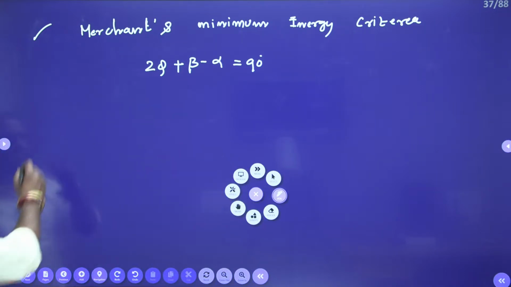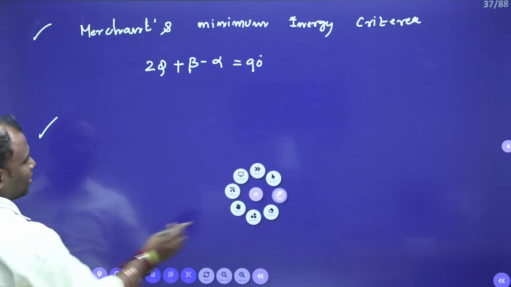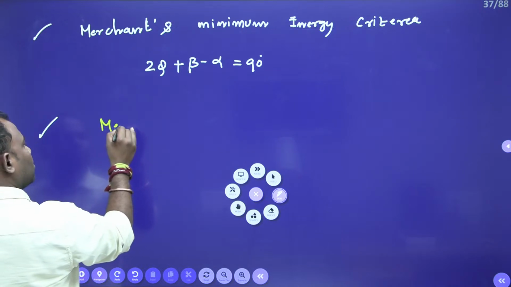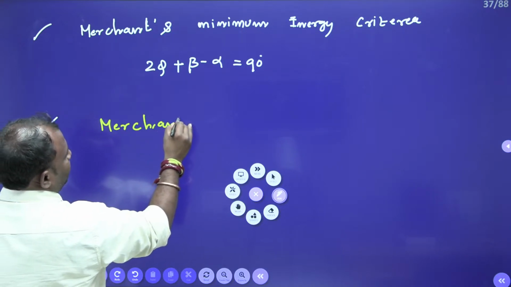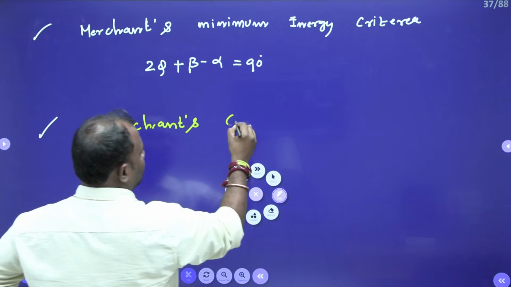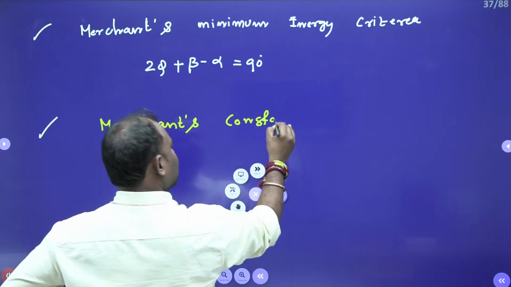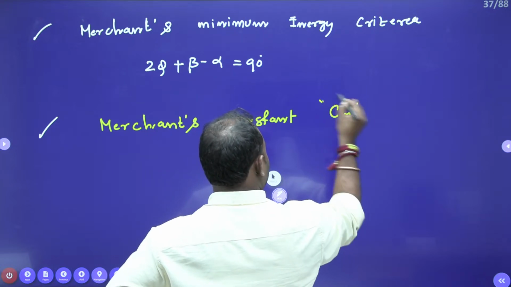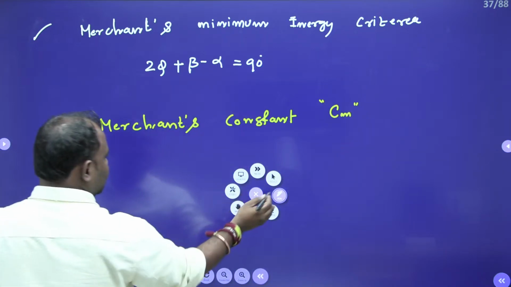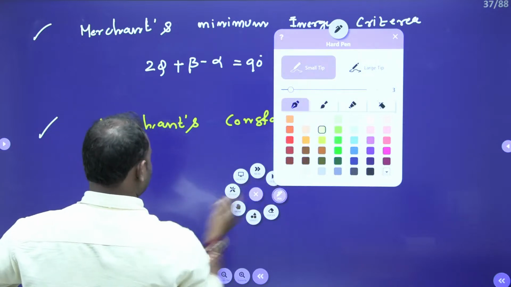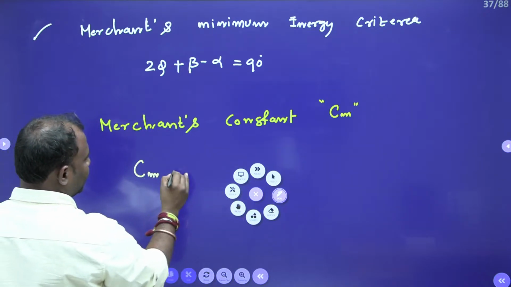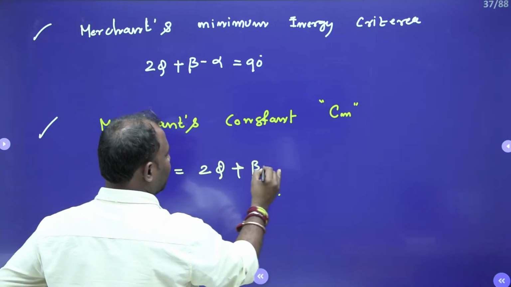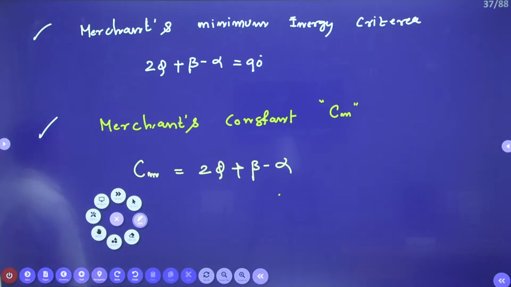Right. Next, Merchant's constant, also called the machining constant or Merchant constant. That is Cm. Now here I can write Cm, the machining constant, is equal to 2phi plus beta minus alpha. That is the machining constant.